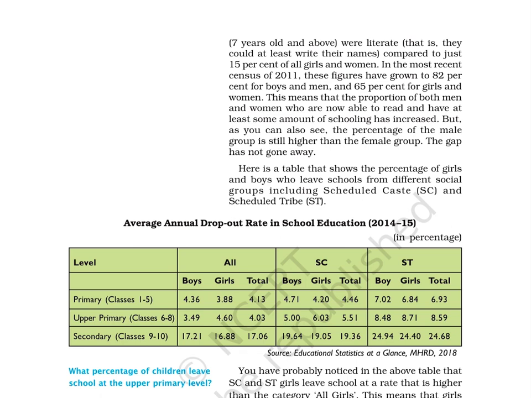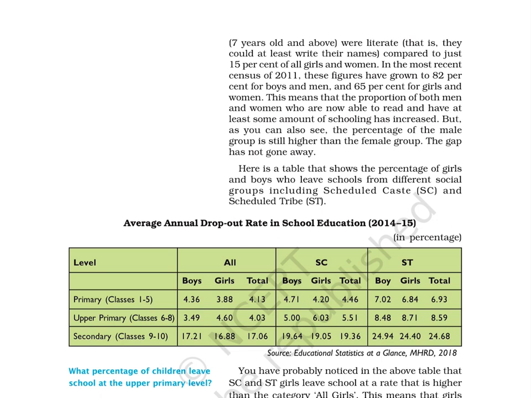In the most recent census of 2011, these figures have grown to 82% for boys and men and 65% for girls and women. This means that the proportion of both men and women who are now able to read and have at least some amount of schooling has increased. But, as you can also hear, the percentage of the male group is still higher than the female group. The gap has not gone away.